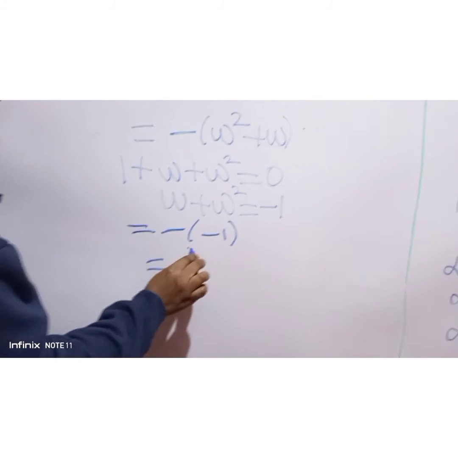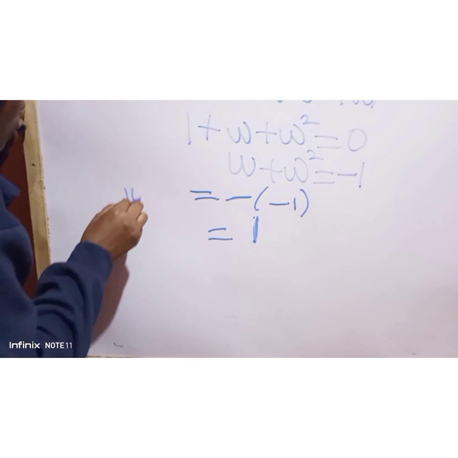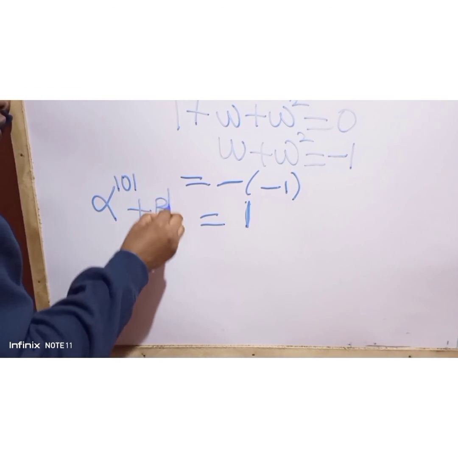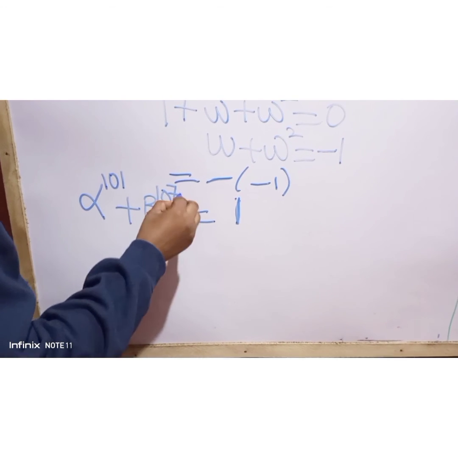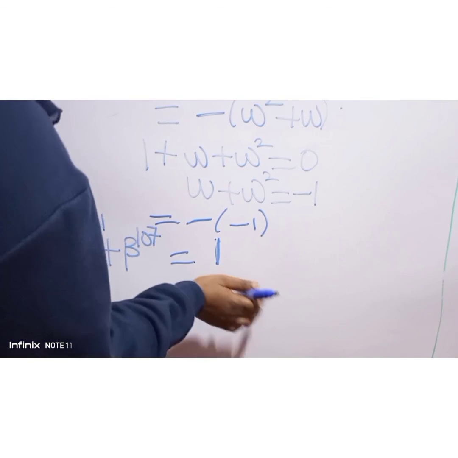That is, alpha raised to the power of 101 plus beta raised to the power of 107 of the equation x squared minus x plus 1 is equal to 1.